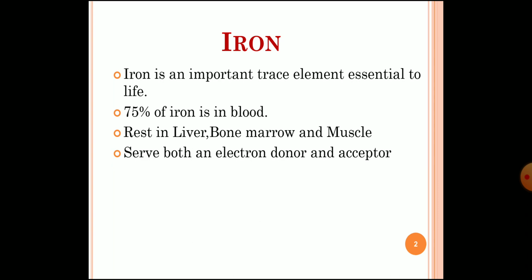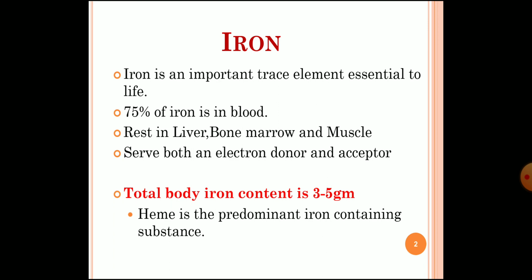So iron is the most important trace element essential for life, and 75% of iron is seen in the blood. It is seen in the hemoglobin, so the majority is present in the blood, and the rest is seen in the liver, bone marrow, and the muscle. And the main function is that it serves as an electron donor and an acceptor.